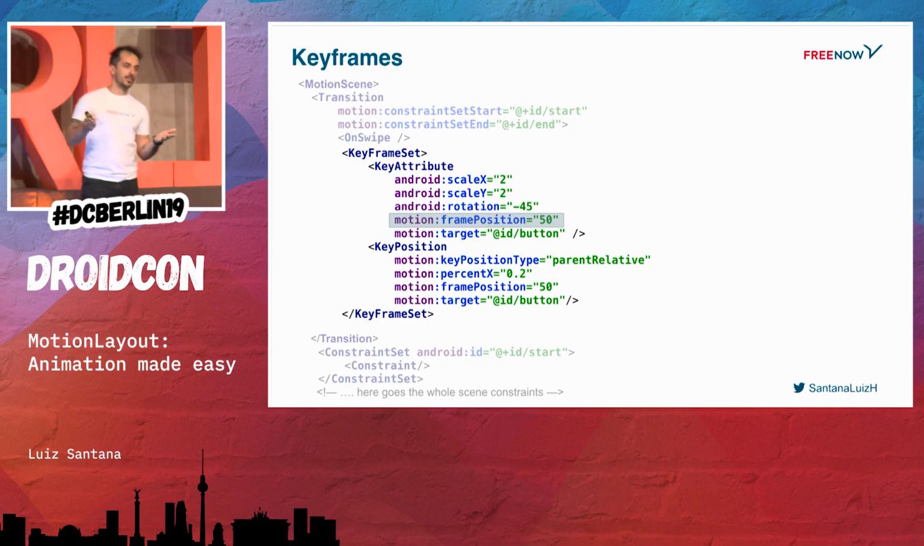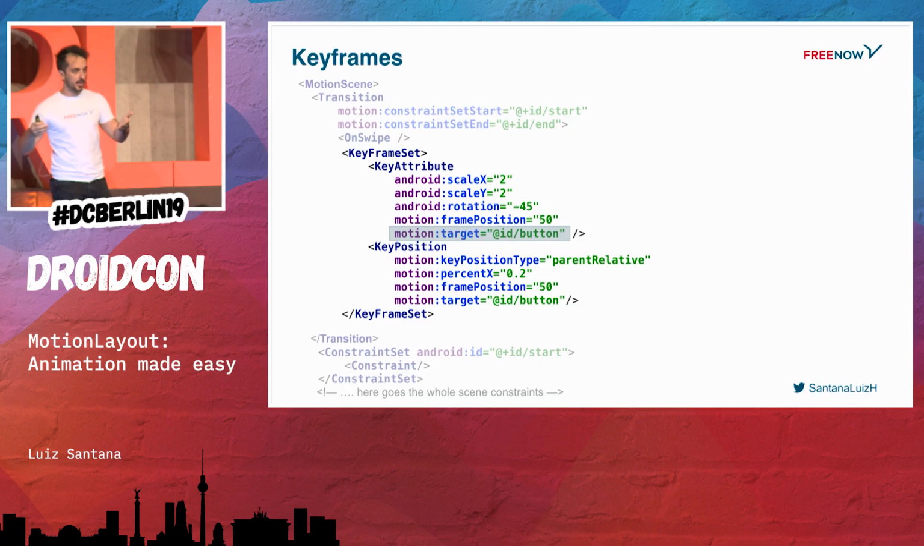But what frame position 50 means is basically the percentage. So right in the middle, I want it to be double the size. I want it to rotate 45 degrees. And the target is my button. So basically, that would be right in the middle, updating and rotating.